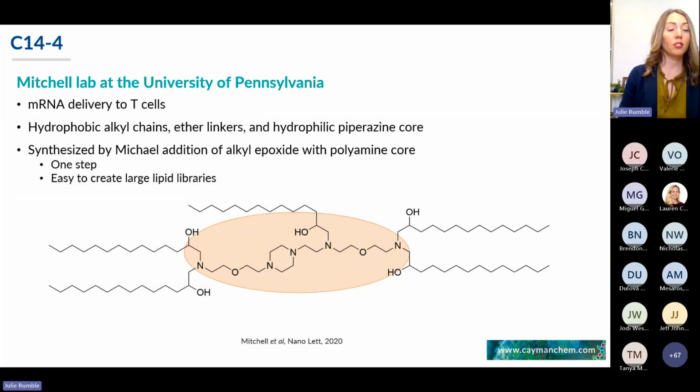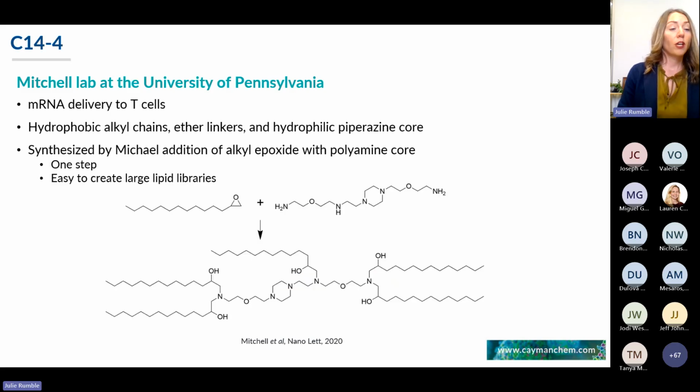I won't go into too much detail, but I want to highlight the smart synthetic design of this class of molecules. It's created through a Michael addition reaction between an alkyl epoxide and a polyamine core, which is a one-step process that makes it relatively simple to synthesize a large library of lipid structures. By adjusting the length of the alkyl epoxide chain and using different polyamine cores, the structure can be easily tailored.